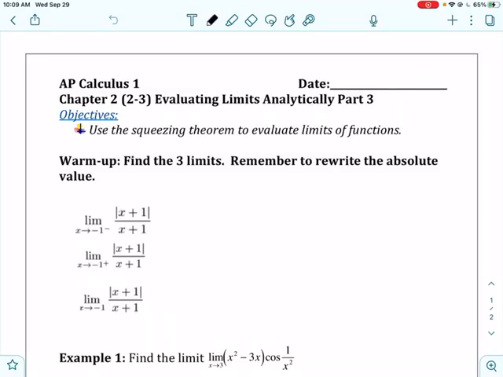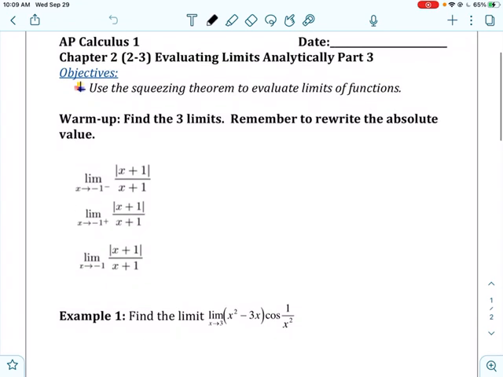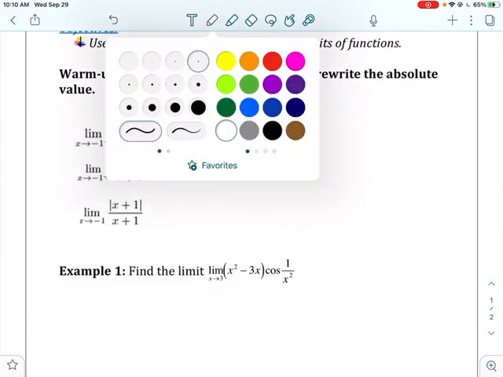Hi students. So I just want to go over the chapter Evaluating Limits Analytically Part 3 with you. Remember that we are working off the textbook at this point, and section 2.3 doesn't really apply here, but it's just evaluating limits, and we're going to be working with the squeeze theorem. I have a couple of examples planned for class, and then I'll go over the couple that I have in here with the squeeze theorem.